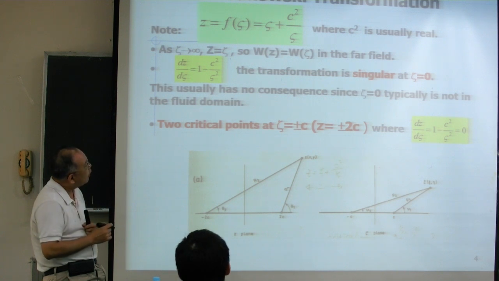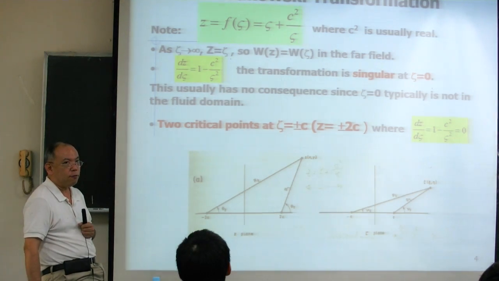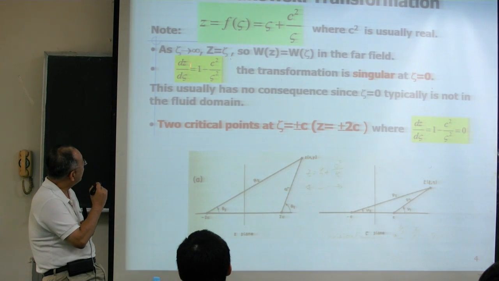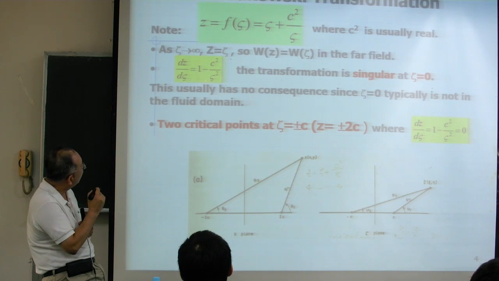And the second point is: since this is our transformation function, we would like to know where the critical point is. We take the derivative with respect to zeta, dz d zeta. The derivative of zeta becomes 1, and this term becomes minus C squared over zeta squared. When this equals 0, we call it a critical point. However, if you take a look at this term, when zeta is equal to 0, this becomes infinity.